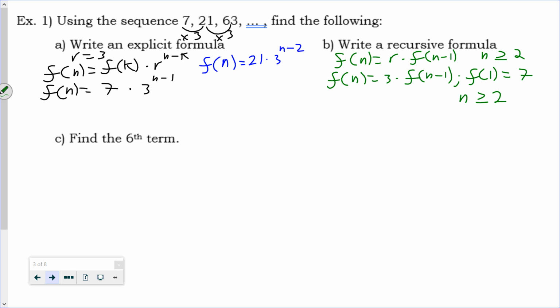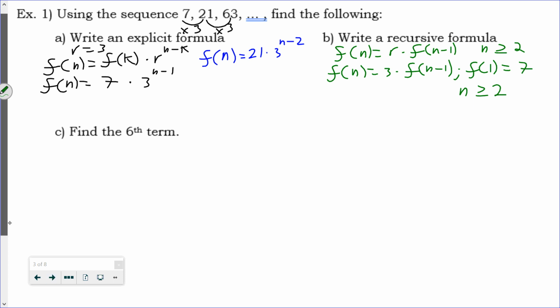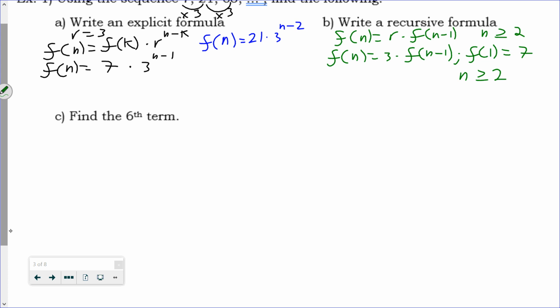All right. So now we're going to find the 6th term in the sequence. Anytime we ask you to find, like, the 6th term in the sequence and you don't know what's right before it, it's almost always going to be best to use the explicit formula. Because the explicit formula will tell you explicitly what that term is going to be, and you just plug it in.